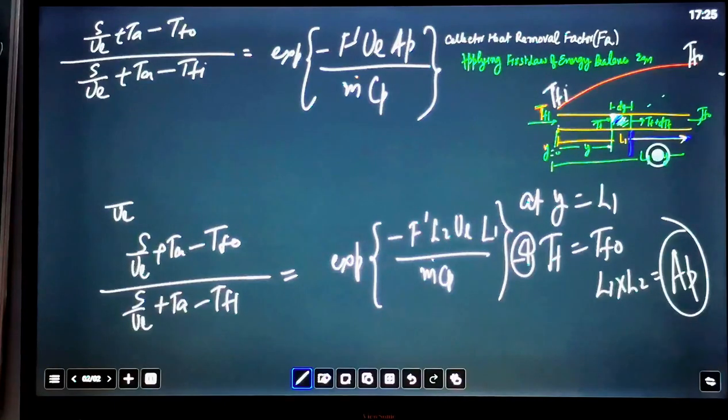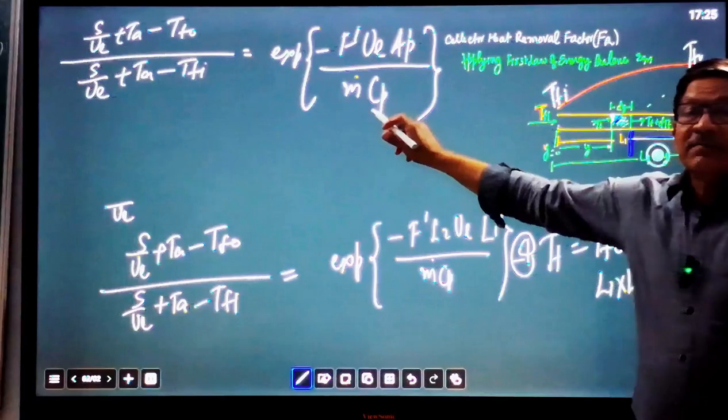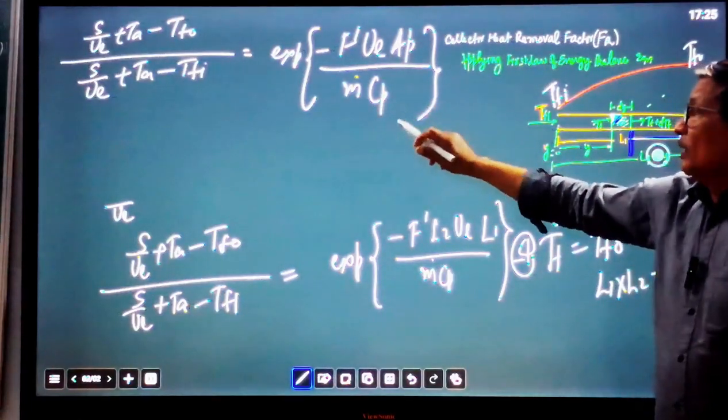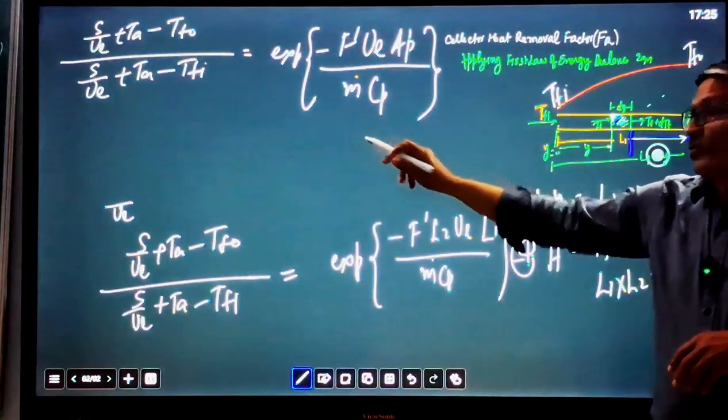Cp is not the specific heat of the absorber material, but the specific heat of the fluid flowing through the tube. And m dot is the mass flow rate of the fluid.